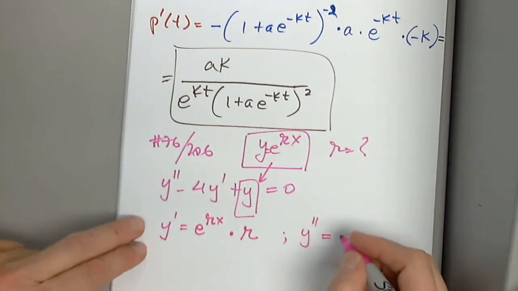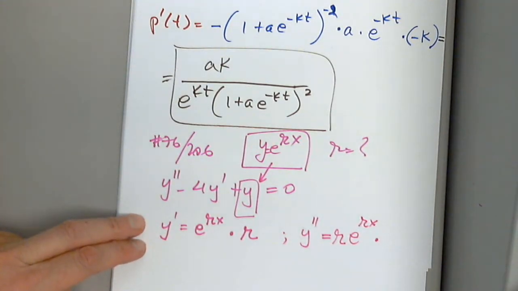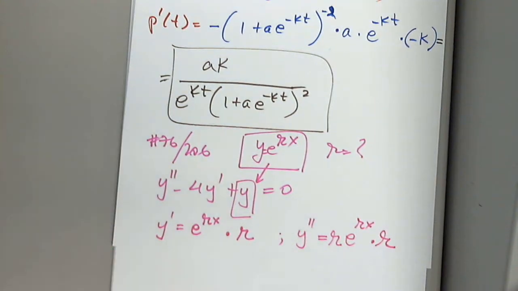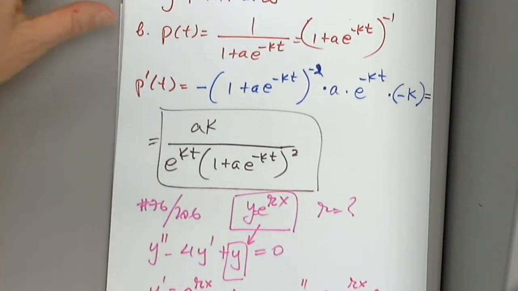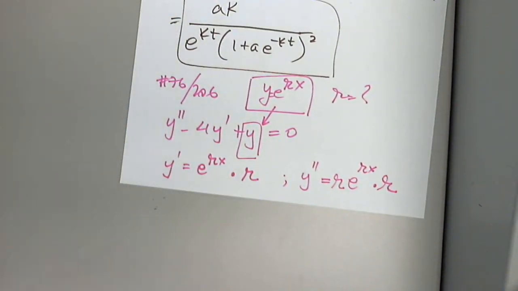R is the constant, it will stay outside. e to Rx times R. Excellent. Not too bad, not too bad at all. Now let's put everything we have in the differential equation.